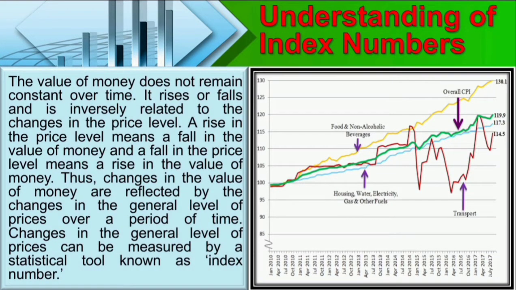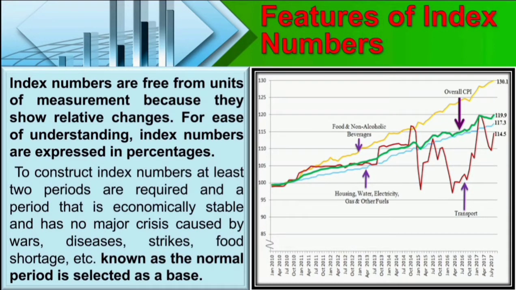Understanding of index numbers. The value of money does not remain constant over time. It rises or falls and is inversely related to the changes in the price level. A rise in the price level means a fall in the value of money, and a fall in the price level means a rise in the value of money. Thus, changes in the value of money are reflected by the changes in the general level of prices over a period of time. Changes in the general level of prices can be measured by a statistical tool known as index number.